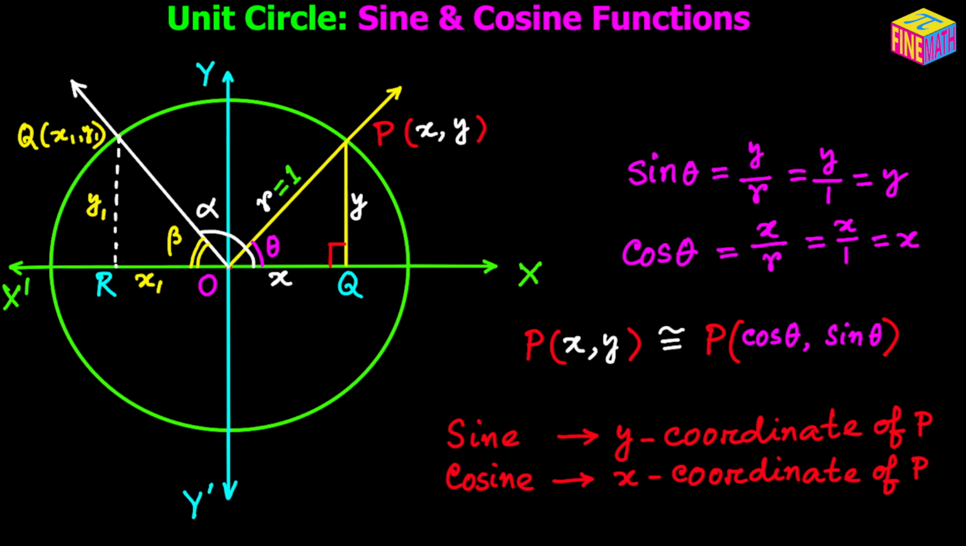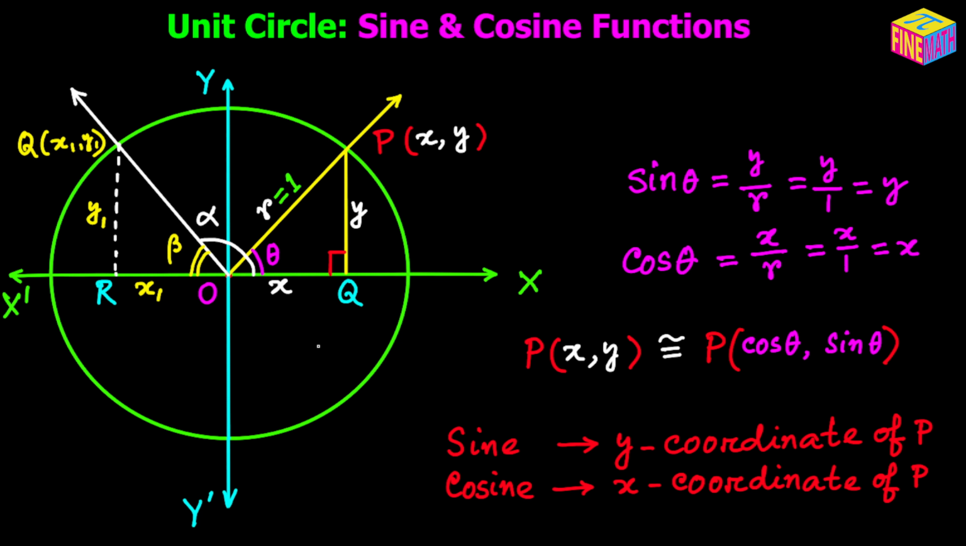So let me scroll up a little bit, and if you think about it, the sign scheme here is that in the first quadrant the x coordinate and y coordinate both are positive. In the second quadrant, x coordinate is negative, y coordinate is positive, and in the third quadrant both x and y coordinates are negative, and in the fourth quadrant x coordinate is positive and y coordinate is negative.